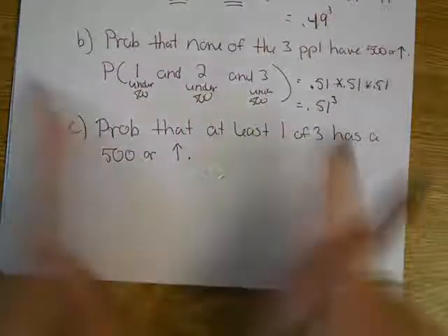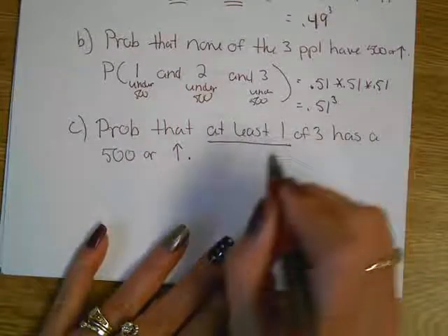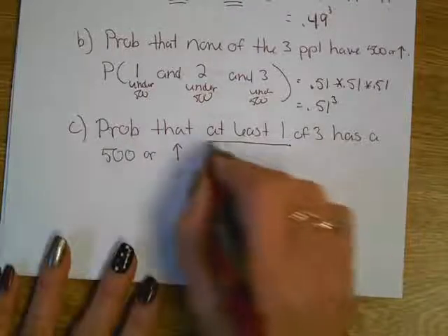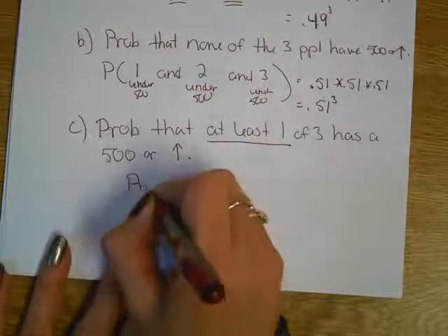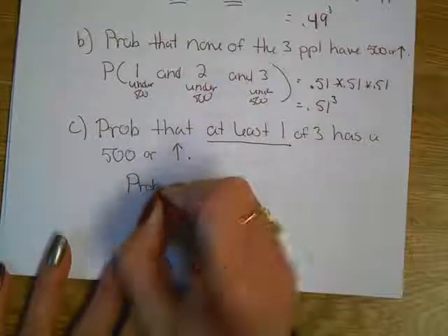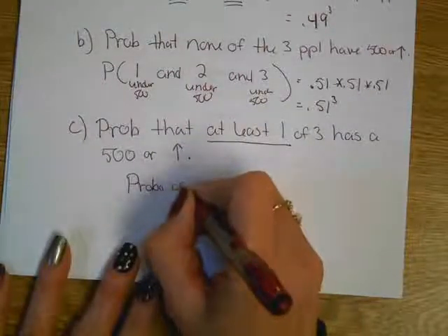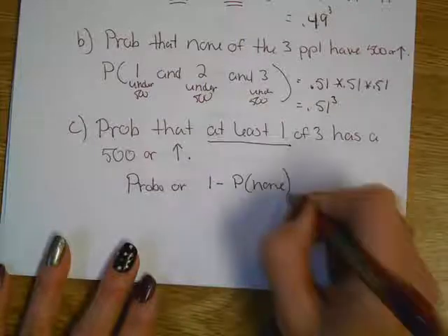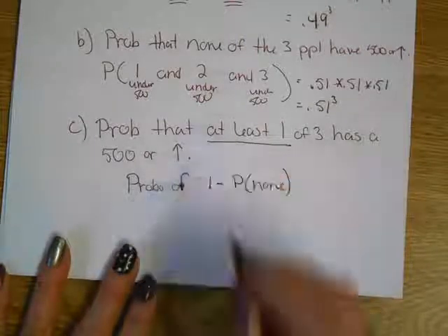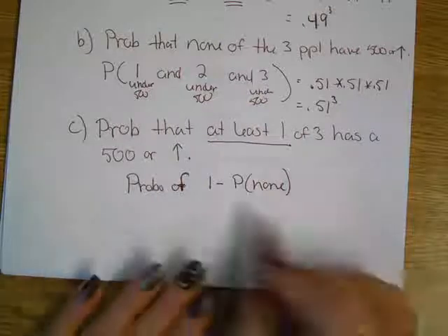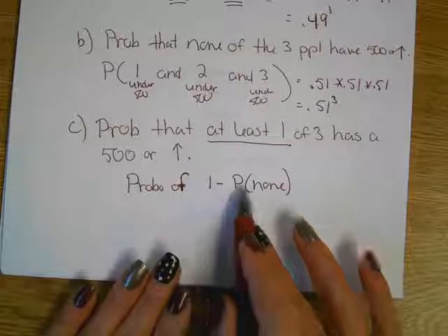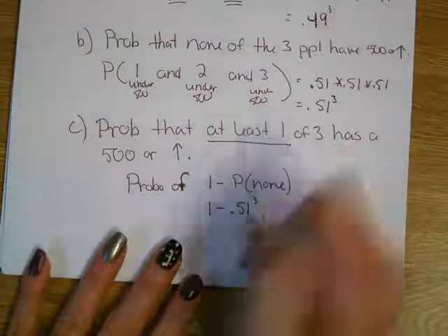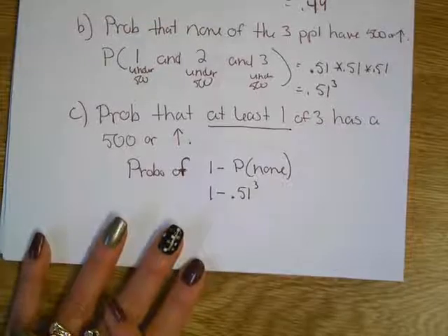So the best thing to do is the complement to that. If I'm looking for at least one, that's every single situation except for none of them having a score of 500. So when we see at least one, we're going to change that to 1 minus the probability of none. It's always 1 minus the probability of none for getting at least 1. And I just did the probability of none, so it's 1 minus this 0.51 to the third, because that was the probability of none of them having that score of 500 or higher.